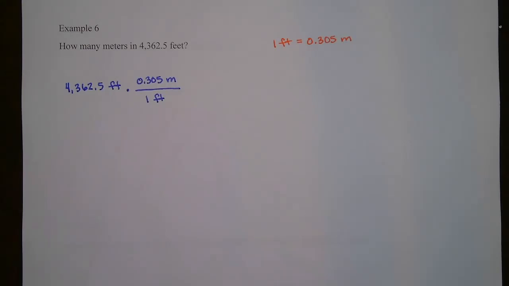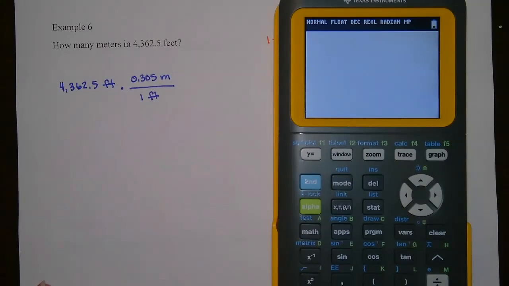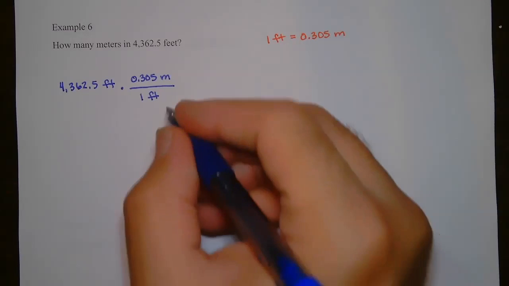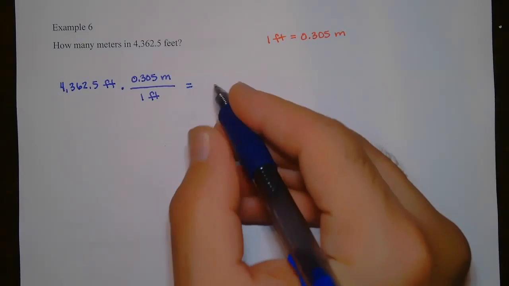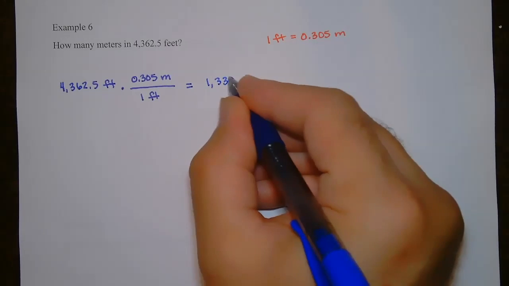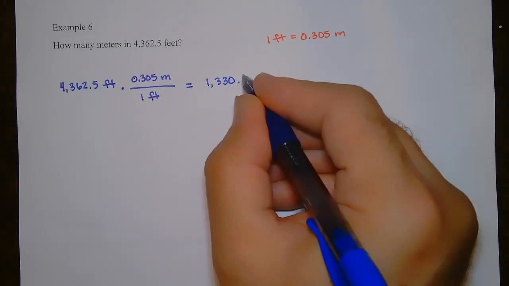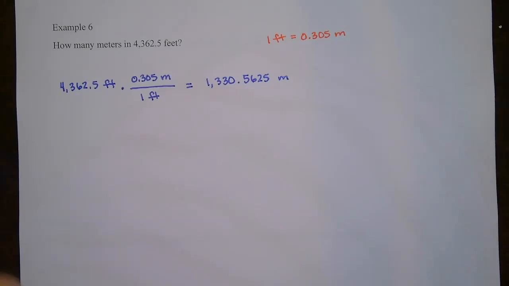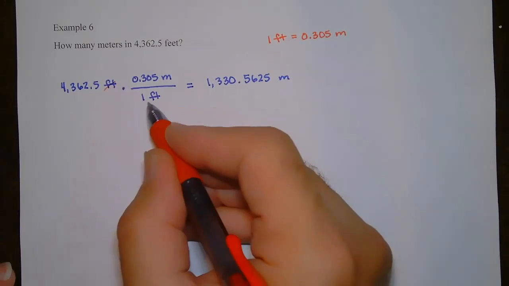So 4,362.5 times 0.305, and you get 1,330.5625, okay? All right, so this is equivalent to 1,330.5625 meters, because this foot cancels with this foot.